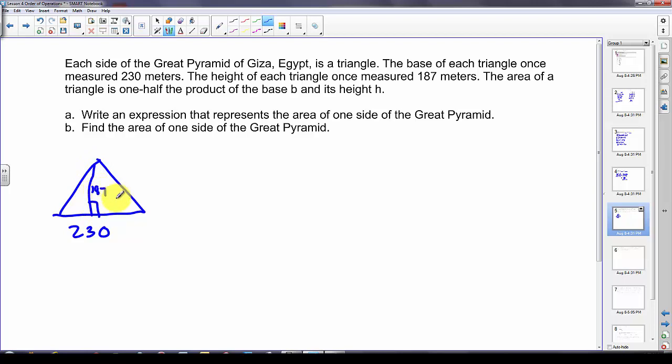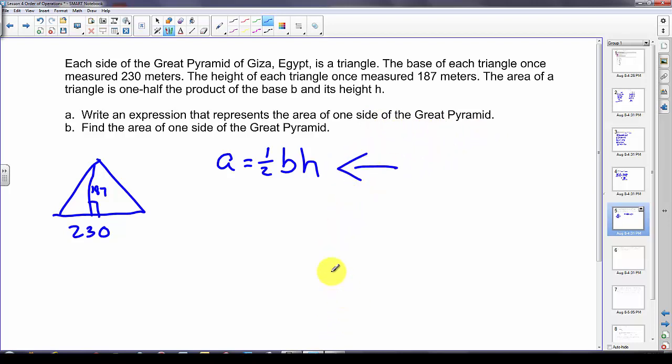The area of a triangle is half the product of the base times the height, which we already knew. We studied the areas already. So the area equals 1/2 the base times the height. We want to write an expression that represents the area of one side of the Great Pyramid. Well, that's this guy right here.